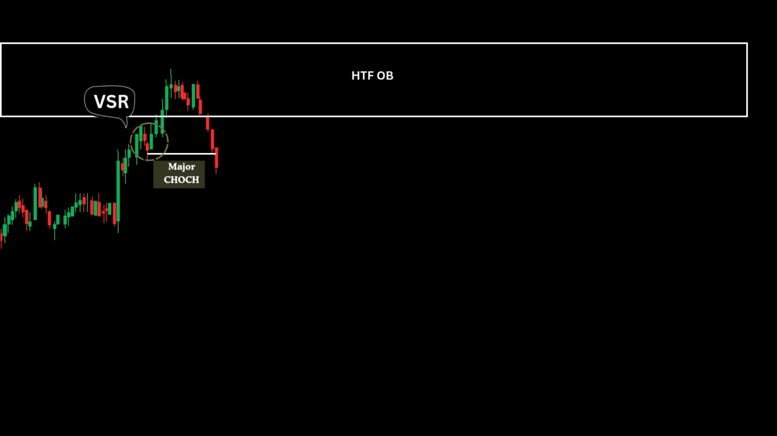2. Identifying the order block and VSR pattern. We then highlight the order block that formed at the origin of this CHOCH. Additionally, a VSR, volume spike rejection, pattern is clearly visible here, indicating a strong rejection from the higher time frame supply zone. This further validates the bearish intent and increases the probability of the setup playing out in our favor. This confluence strengthens our case for a short position.